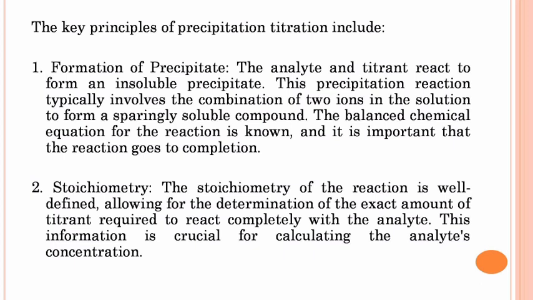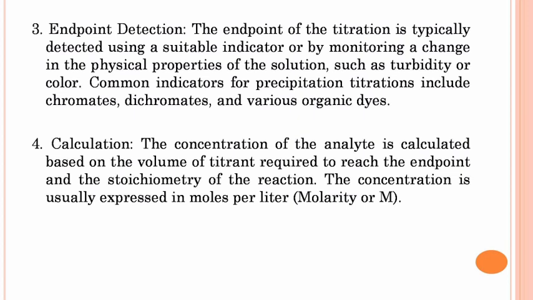Second, stoichiometry. The stoichiometry of the reaction is well defined, allowing for the determination of the exact amount of titrant required to react completely with the analyte. This information is crucial for calculating the analyte's concentration. Third, endpoint detection. The endpoint of the titration is typically detected using a suitable indicator or by monitoring a change in the physical properties of the solution, such as turbidity or color. Common indicators for precipitation titrations include chromates, dichromates, and various organic dyes.